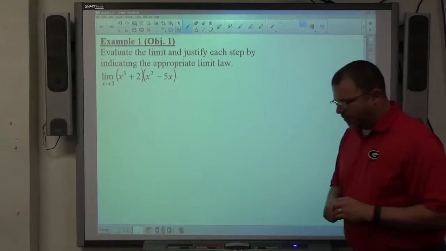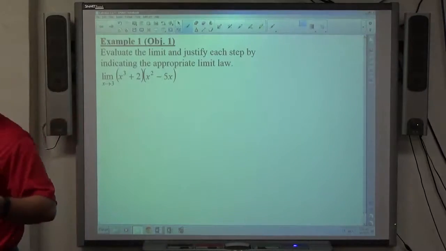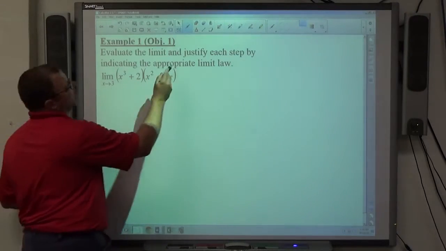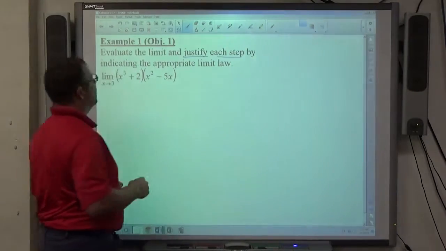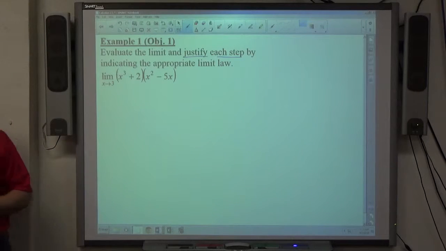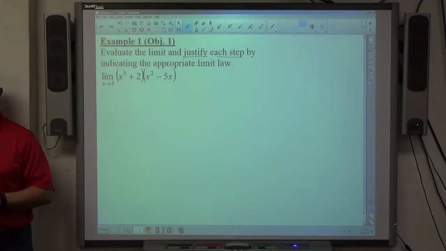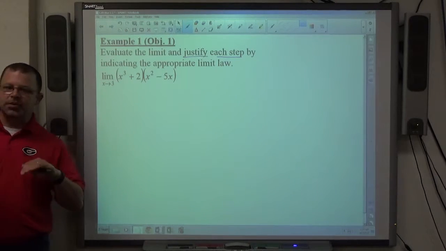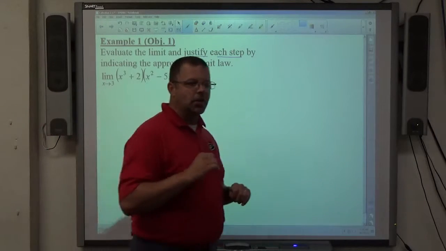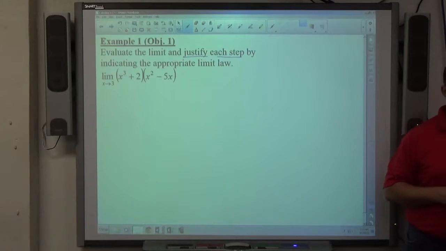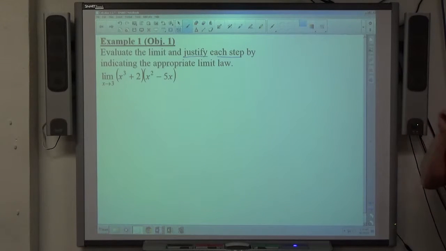So let's look at example 1. There are going to be homework problems like this that say evaluate the limit and justify each step by indicating the appropriate limit law. There are several homework problems like this, 3 or 4, I can't remember how many. For this specific homework section, I do expect you to identify the limit laws you're using. You don't have to write out the laws, just say number 1, number 3, whatever. Write down those numbers. You have the yellow sheet there in front of you that has those on it.